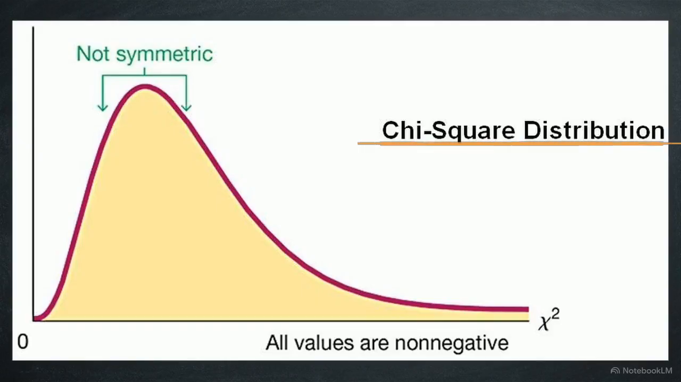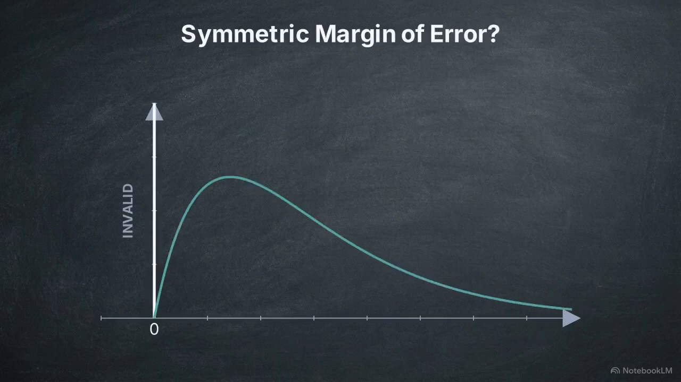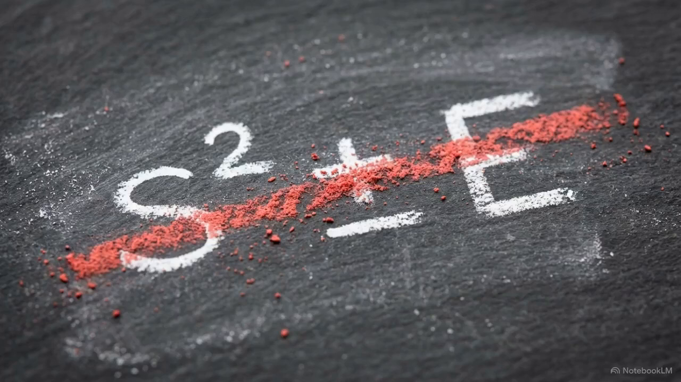This chart shows the chi-square distribution in its raw form. Notice the shape. It originates at 0 and pulls heavily to the right. It is explicitly not symmetric. Because the curve itself leans entirely to one side, attempting to apply a traditional point estimate plus or minus a margin of error will output analytically false conclusions.